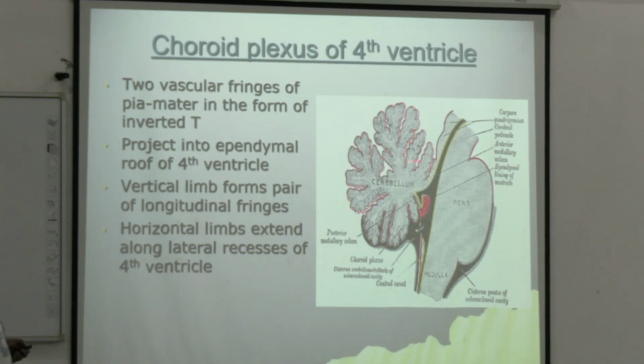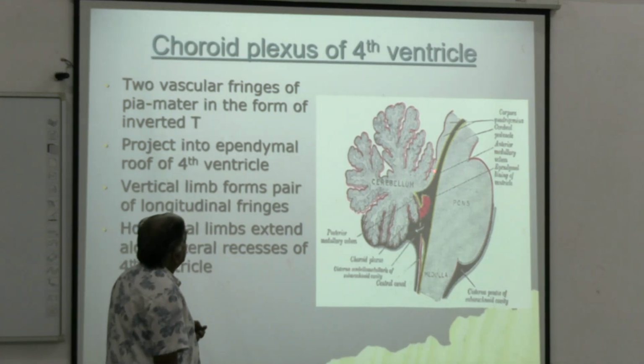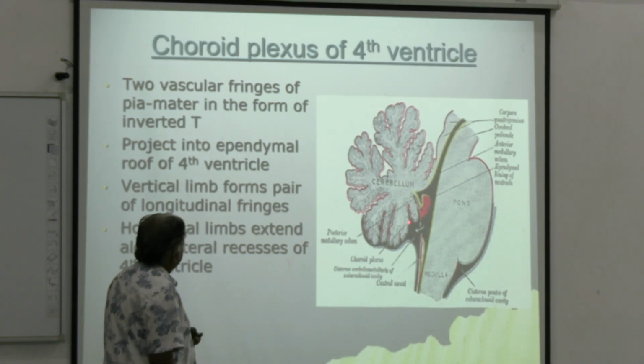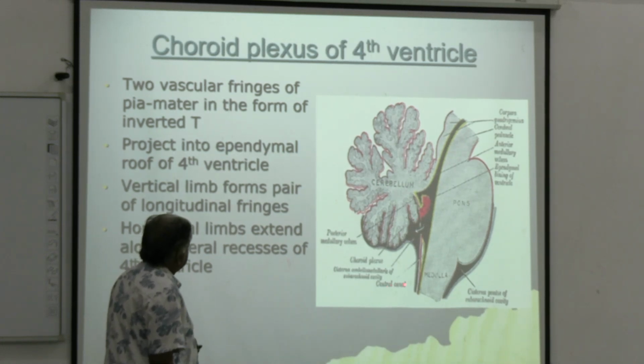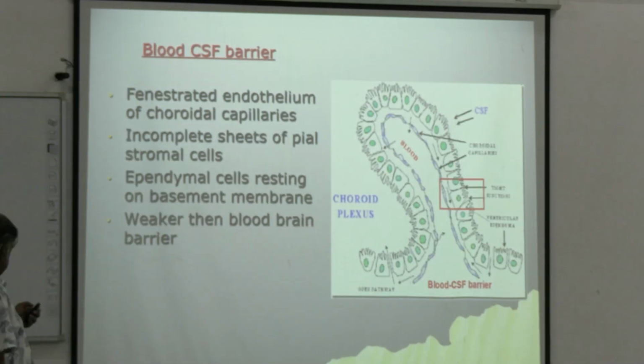See, this is the cerebellum, this is the pons and the anterior medullary velum, and this is the posterior medullary velum, and choroid plexus. This is the choroid plexus, and this is the central canal. This is the medulla. This is the pons. Next.